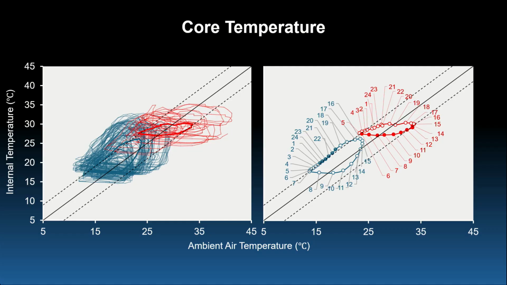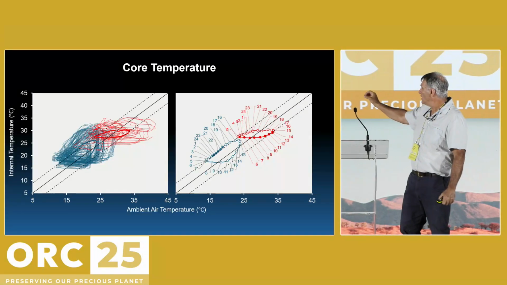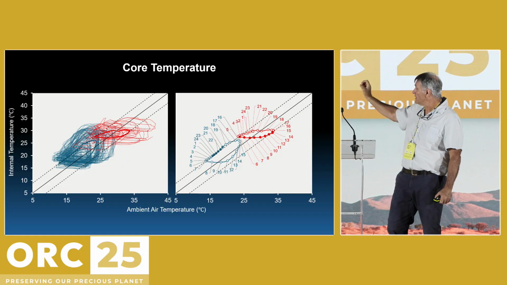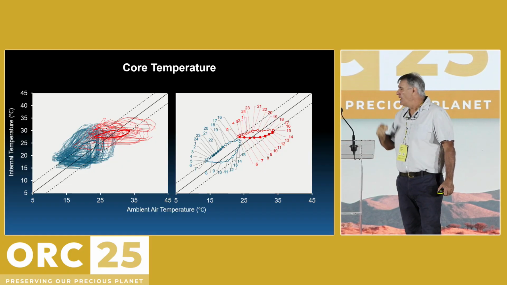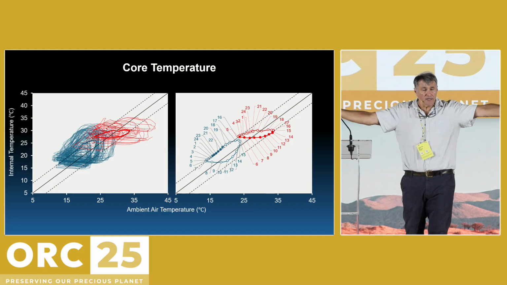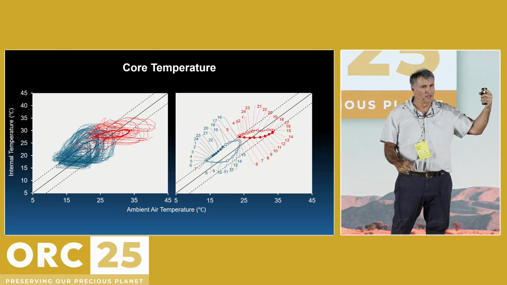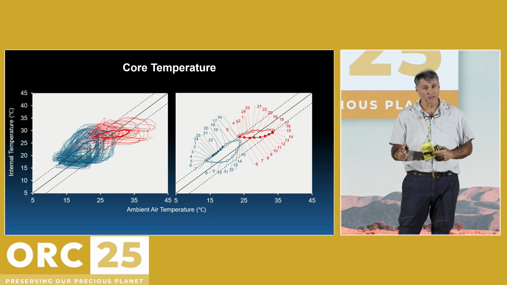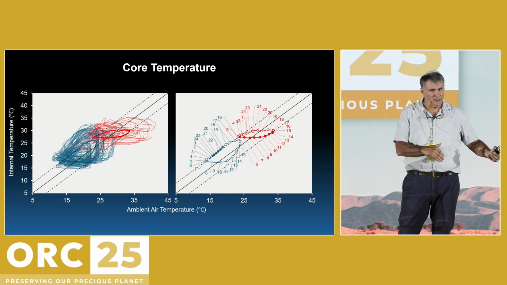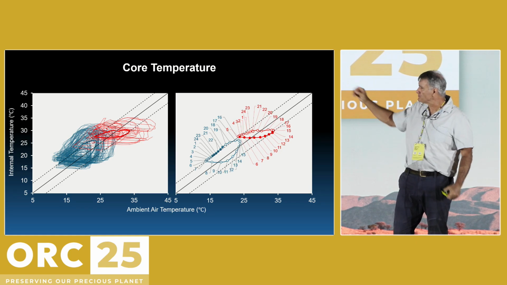And when I break that down by the hour of the day, I think this is fascinating. What we see is that during summer, between about 8 o'clock in the morning and 7 o'clock at night, during the day, the crocodiles are cooler than the air temperature. At night, during summer, the crocodiles are warmer than the air temperature. They plot above the 1-to-1 line.